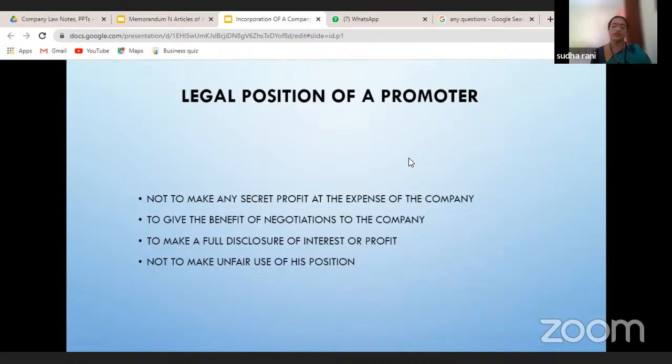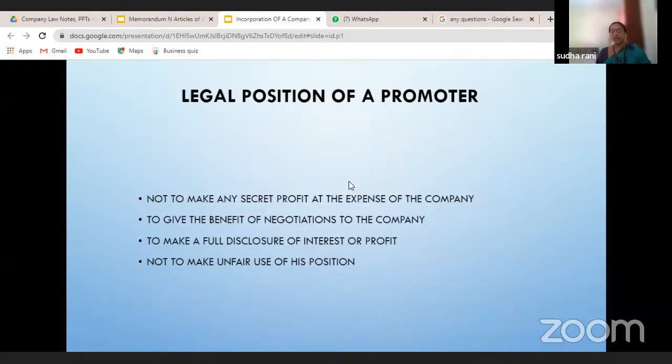That all has to be disclosed to the other concerned people, not to make unfair use of his position. Being a promoter, he is in a very responsible position, and he has various duties to perform. So that should not be taken for personal use, or using that position or power. It should not be misused for any other reasons.